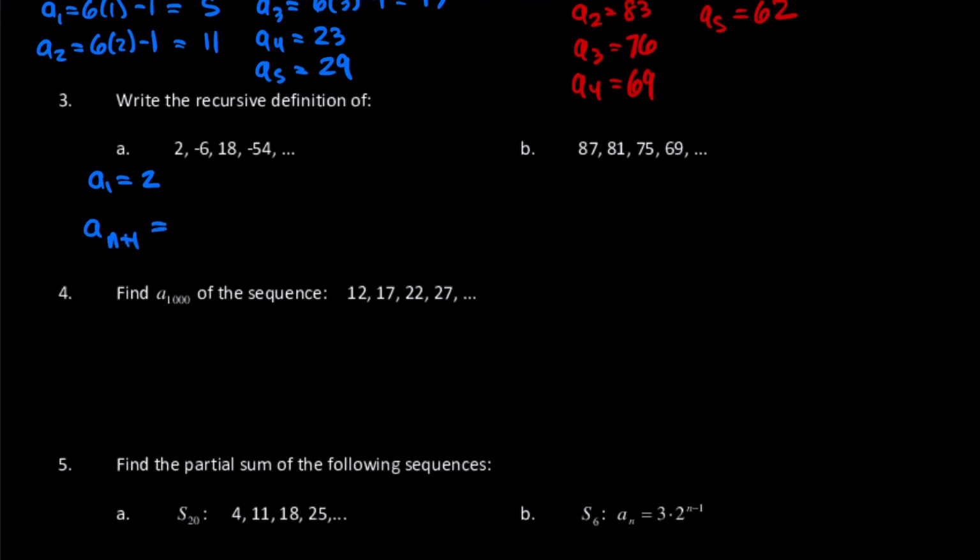All right, well, let's establish what's happening to go from one term to the next each time. 2 goes to negative 6. Negative 6 goes to 18. 18 goes to negative 54. So clearly here I'm multiplying by negative 3.